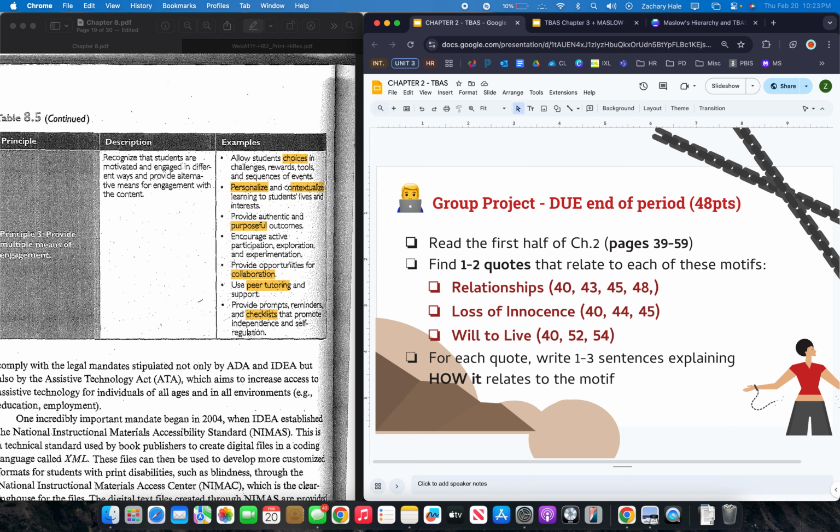I always try to provide checklists as well for things. I'm a person that likes to check things off, so a lot of times my directions for lessons will be in checklists.